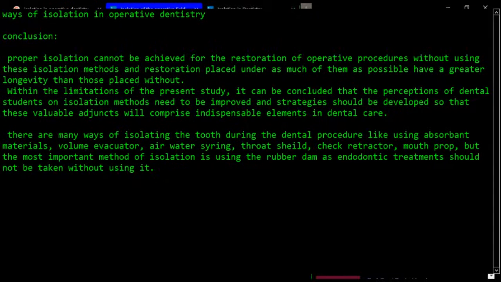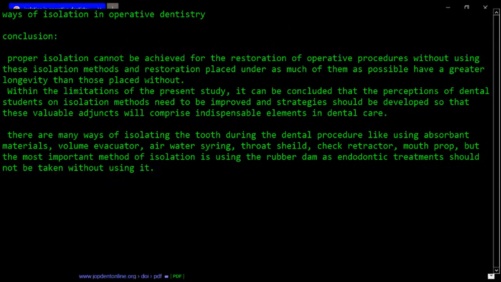and I don't know if we should continue, but I don't see any problem with continuing this research, as we have many slideshows here talking about the rubber dam, ways of isolation. These are the slideshows, and this was our research.